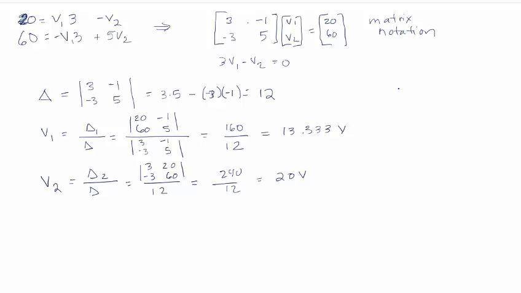So that's Cramer's rule. Now we can extend that to bigger circuits that have more nodes, and these matrices will grow in size. The number of equations and the number of unknowns will grow, and at that point it does become nice to use a math program.